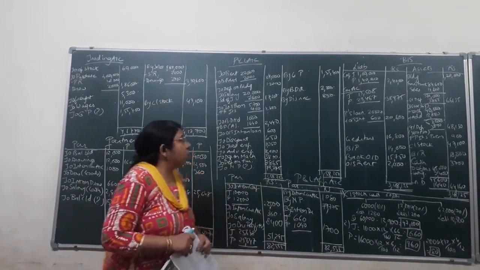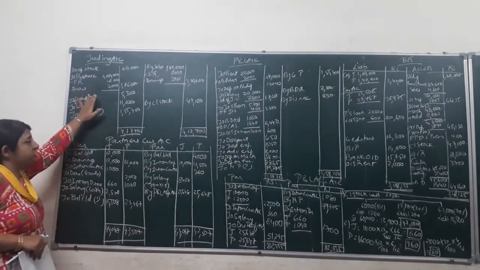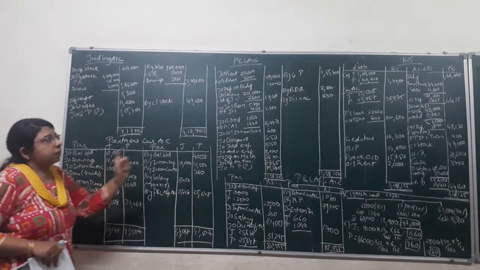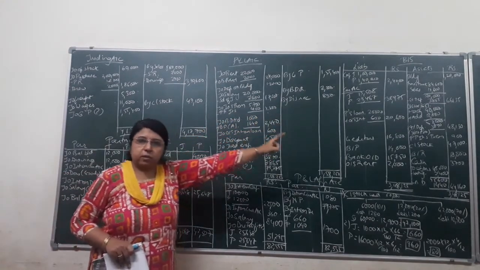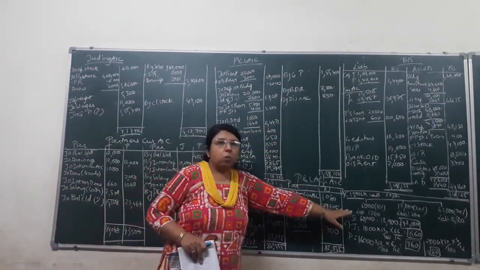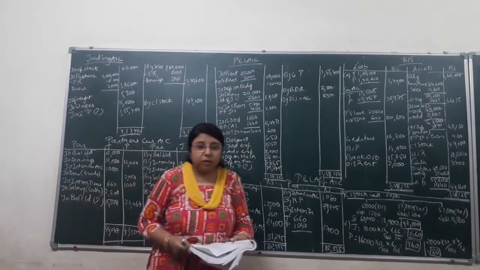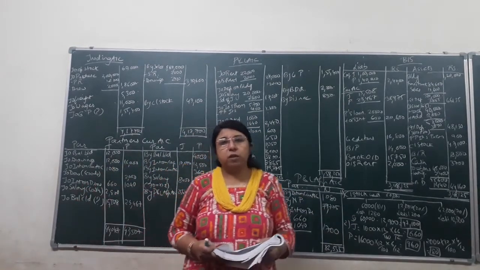As you can see on the board, I have already prepared the trading account, P&L account, P&L appropriation account, partners current account, and last, the balance sheet, and a few working notes that I have shown at the last. So let us read the entries one by one and do the posting from the trial balance in the concerned accounts.